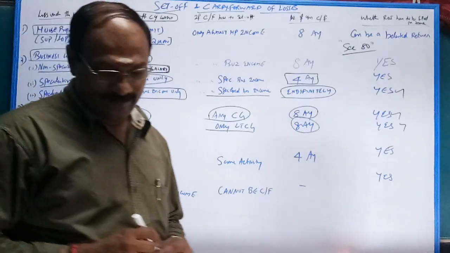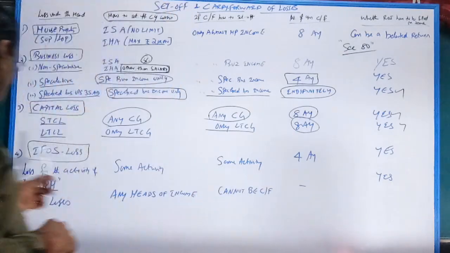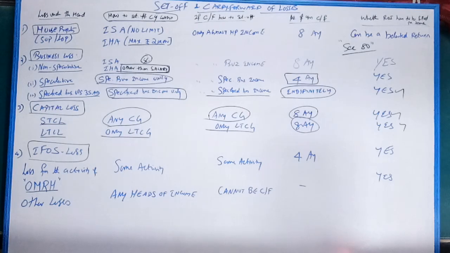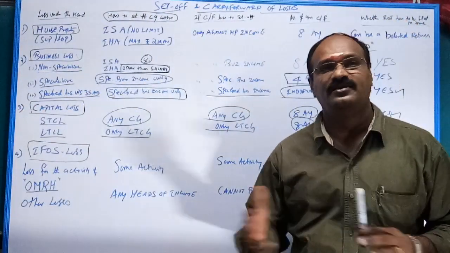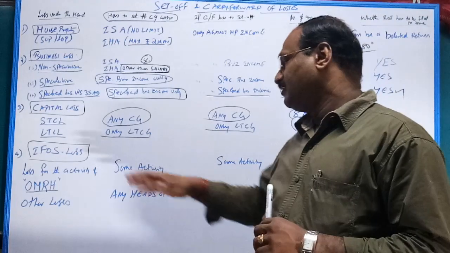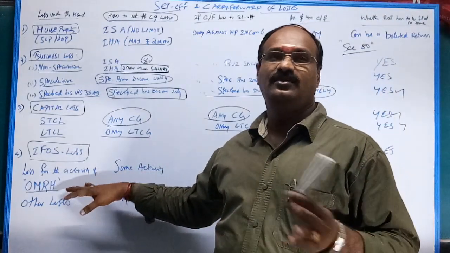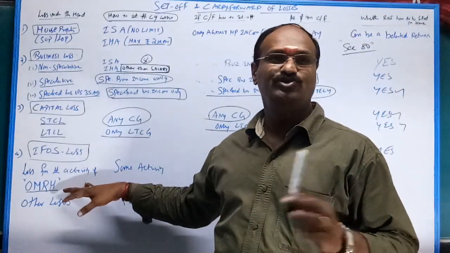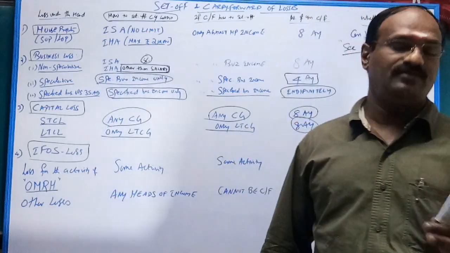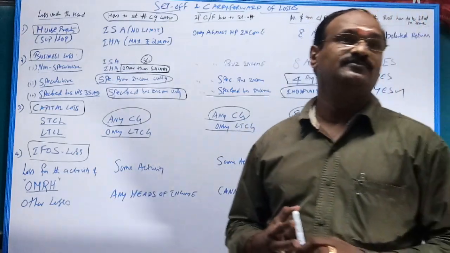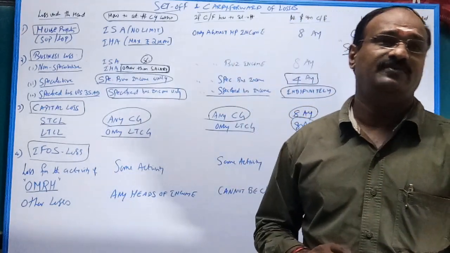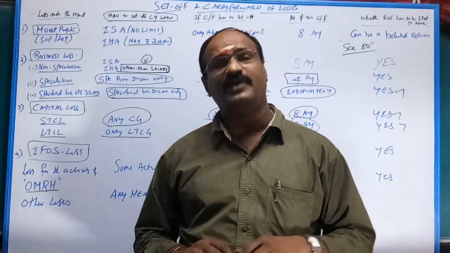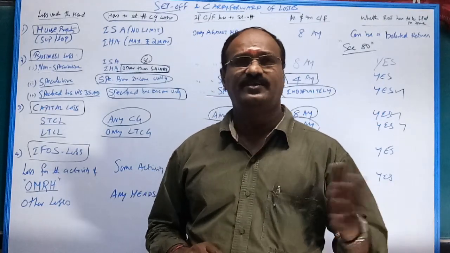Any doubt? Next, income from other sources, losses. Income from the activity of owning and maintaining racehorses. If there is any loss, because maintaining a horse takes huge money, it is not easy. Suppose your maintenance expense is say 5 lakhs, but the horse wins stake money from the race of say 4 lakhs.